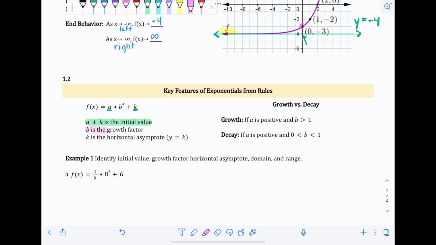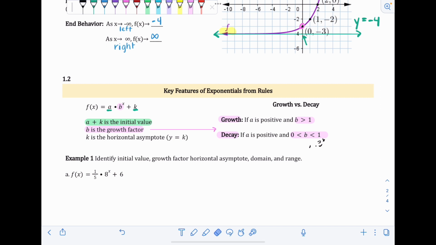B, the base of the exponential, is the growth factor, so whatever is being raised to the x power, and the growth factor is broken down this way. For growth, it's when a is positive and b is greater than 1. I would say in most of the examples you'll see, a will be positive. For decay, a is positive and b is between 0 and 1. So growth happens when b is greater than 1, any number greater than 1. Decay happens when b is between 0 and 1, like 1/2 or like 0.3. Any number between 0 and 1 that gets raised to an exponent is actually going to shrink the higher the exponent goes.